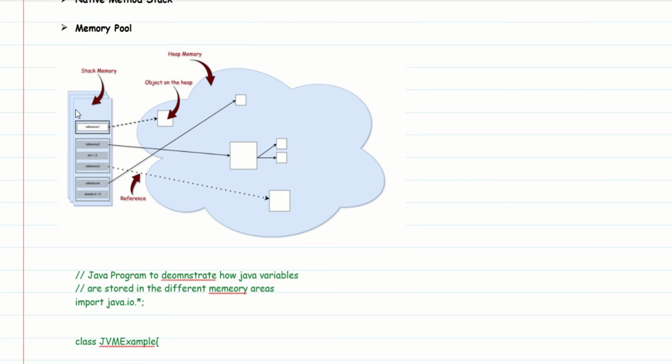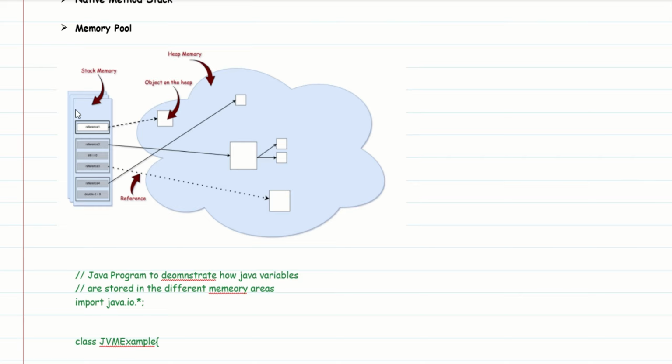So then we have two other things, like the program counter and the native method stack. The PC register holds the address of the currently executing JVM instruction for each thread, and the purpose of the native method stack is to store information about native, like non-Java, method calls, used when Java interacts with native code via the Java Native Interface. So then we have a memory pool.